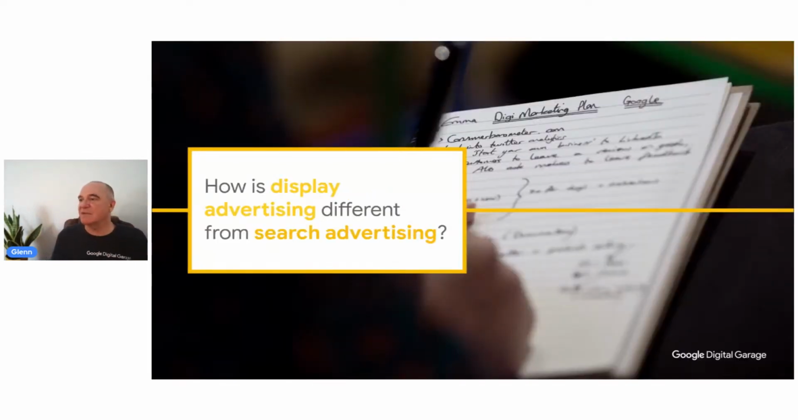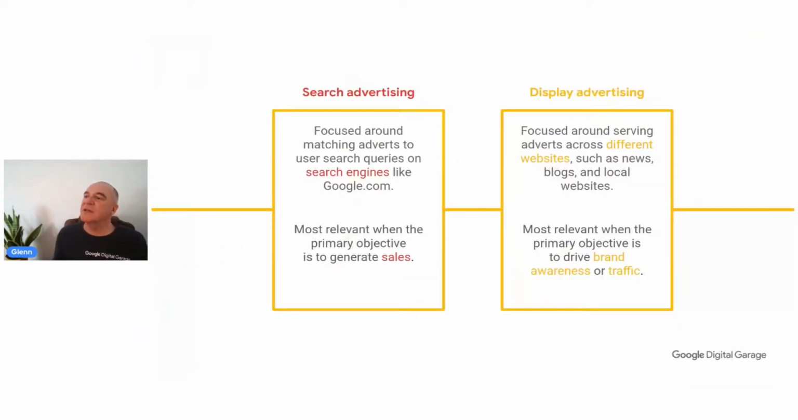So display advertising is different from search advertising. That's what we covered in the previous section of this webinar this afternoon. Let's find out how. Search advertising is going to be matching those user queries, those keywords that we saw from search engines like Google or Bing or Yahoo. Most relevant when the primary objective is to generate sales. So again, when you're looking at what do I want to achieve, if it's sales, then maybe search engine advertising is the way to go.